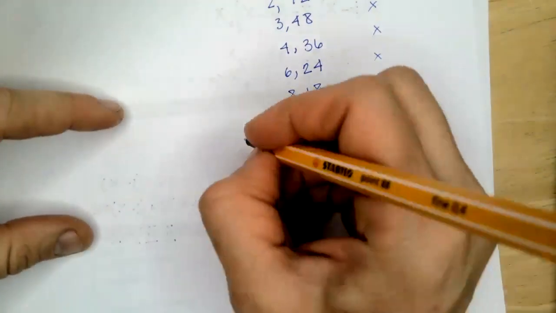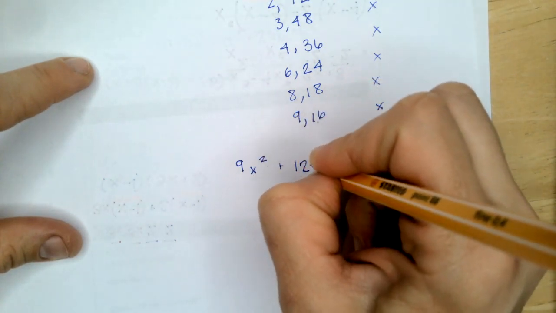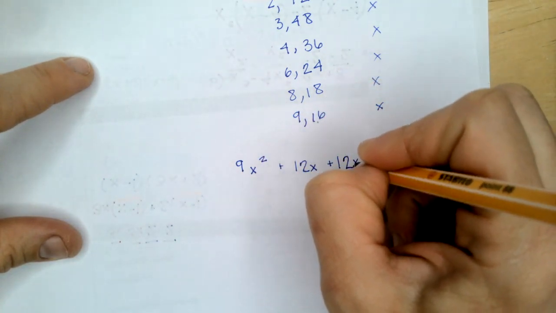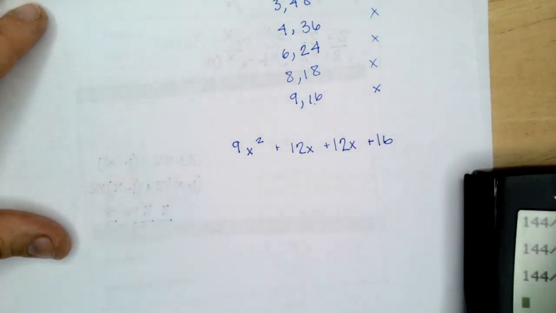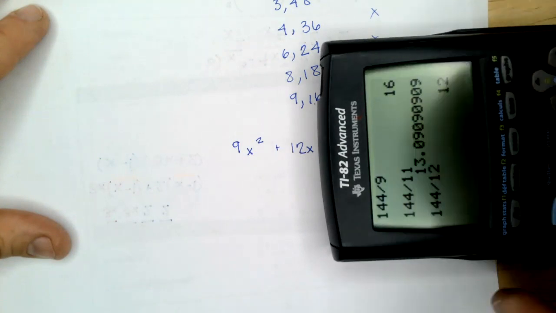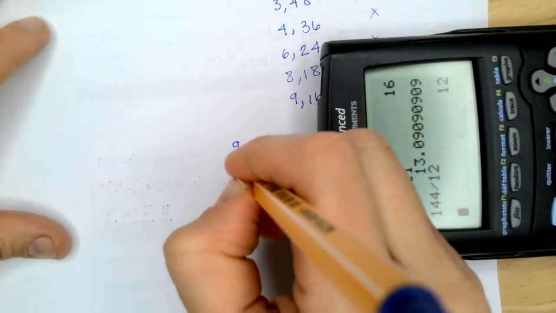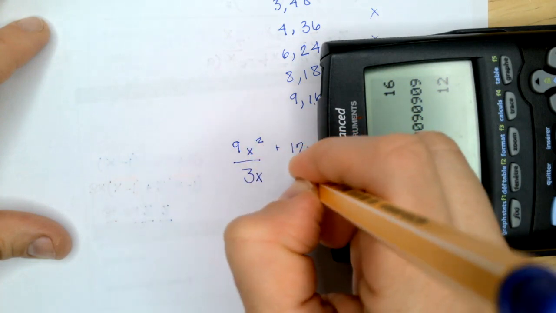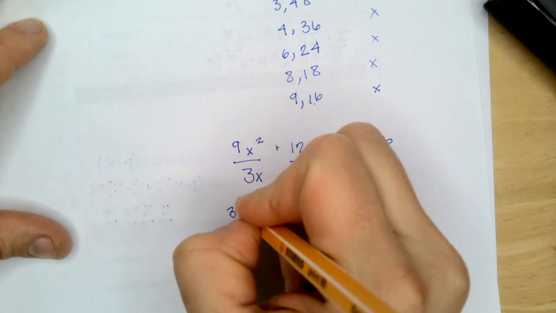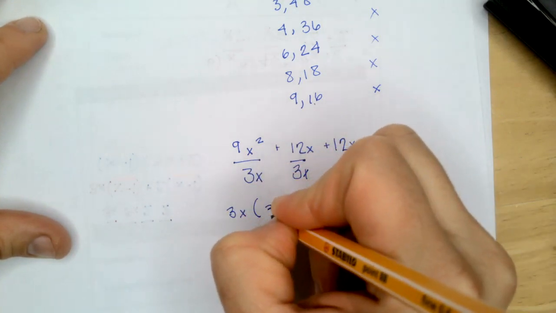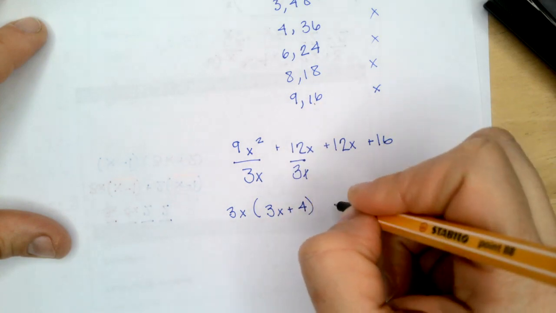So then that becomes 9x squared plus 12x plus 12x plus 16. There's nothing you can factor out of all of them. So let's look at 9x squared plus 12x. I can divide them both by 3x. So I have 3x on the outside. 9x squared divided by 3x is 3x. 12x divided by 3x is 4.